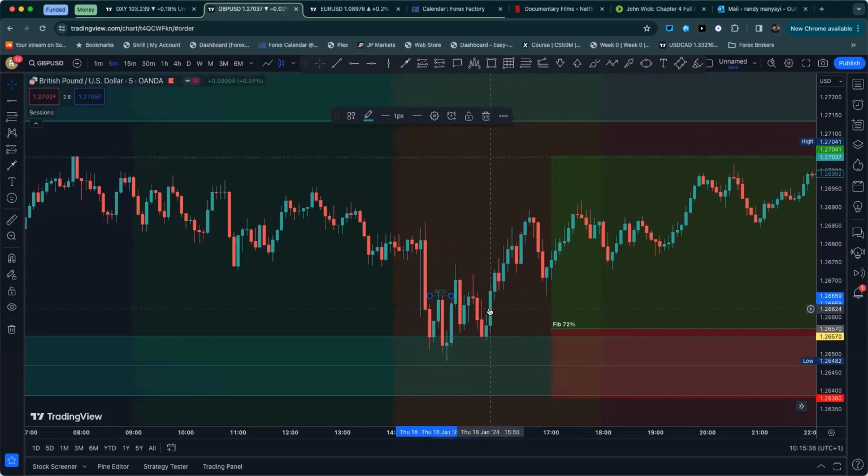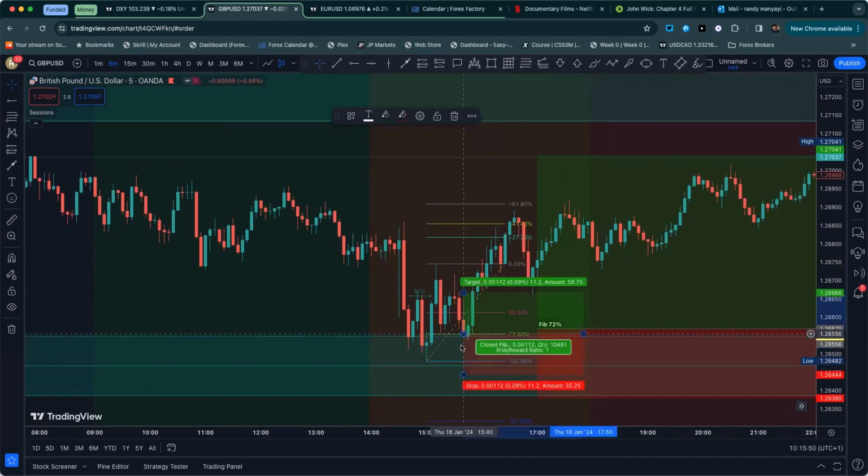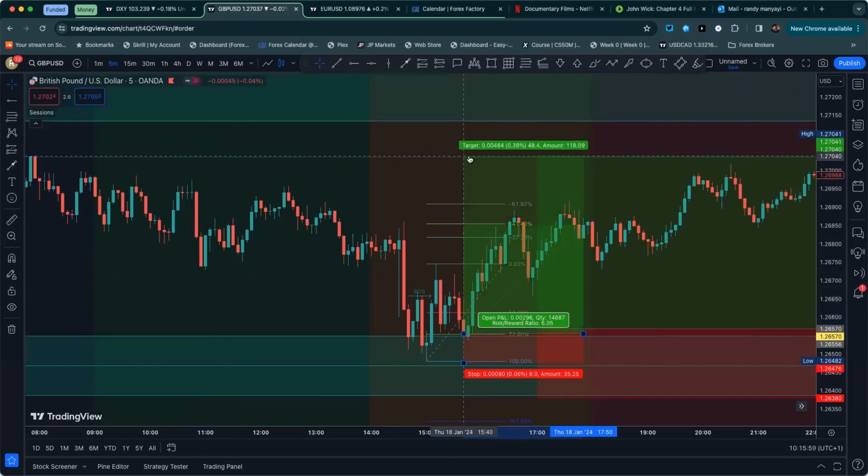But for my sniper entry, I'm going to take my fib from the low point to the high point, and then I'll place my buy limit order just at the 72% fib. My stop loss will be below the 100% zone, and I'm going to target the higher time frame high. So boom, that same 2.48R trade now became a 6R trade.